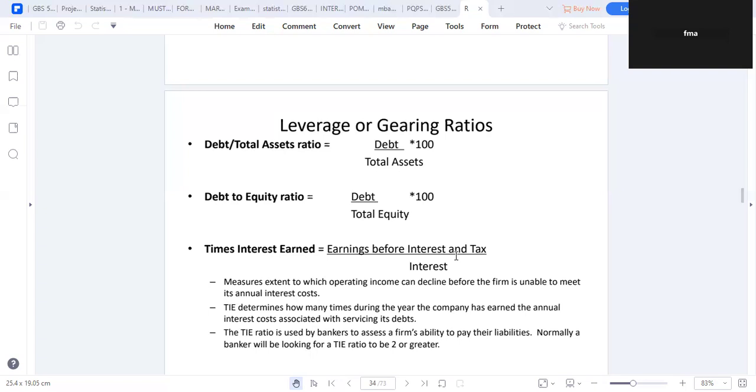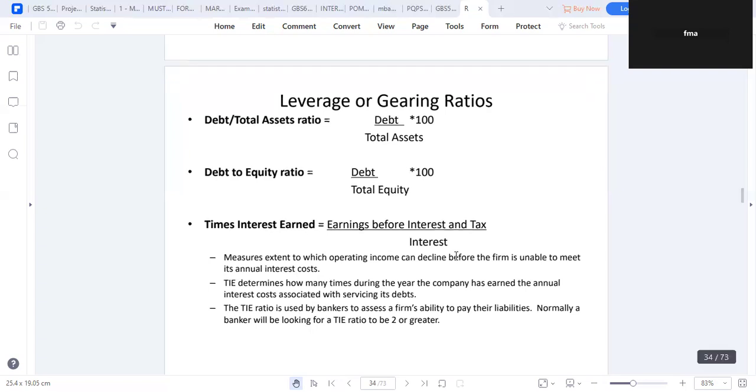It measures the extent to which our income can decline before the firm is unable to meet its annual interest costs. Usually, banks are interested in this ratio. It is measured by bankers as the firm's ability to pay its liabilities. Normally, it should be above 2.